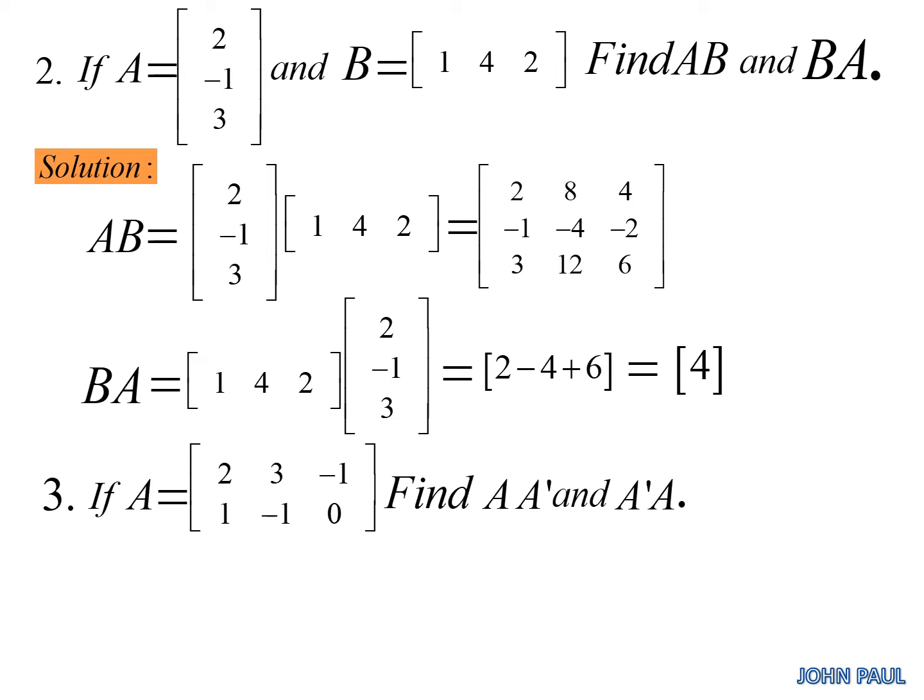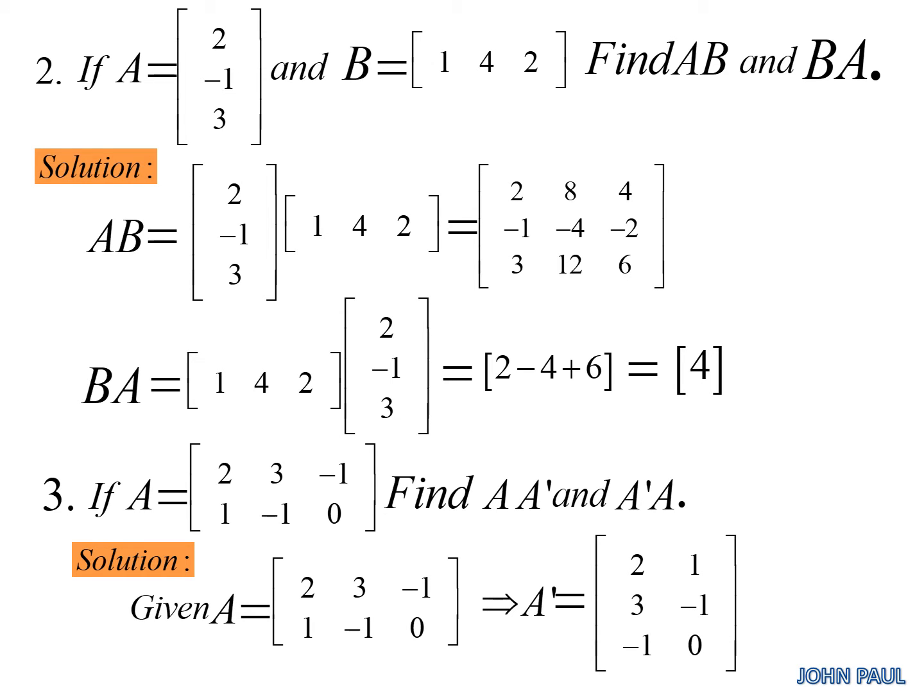Third problem, if matrix A is given, we have to find A transpose and A transpose into A. Solution, given A, we'll find the A transpose. Already we have seen, to find the transpose is nothing but, we'll change the rows to column. That is, take the first row, change it to first column. Take the second row and change to second column. This is transpose of the matrix.